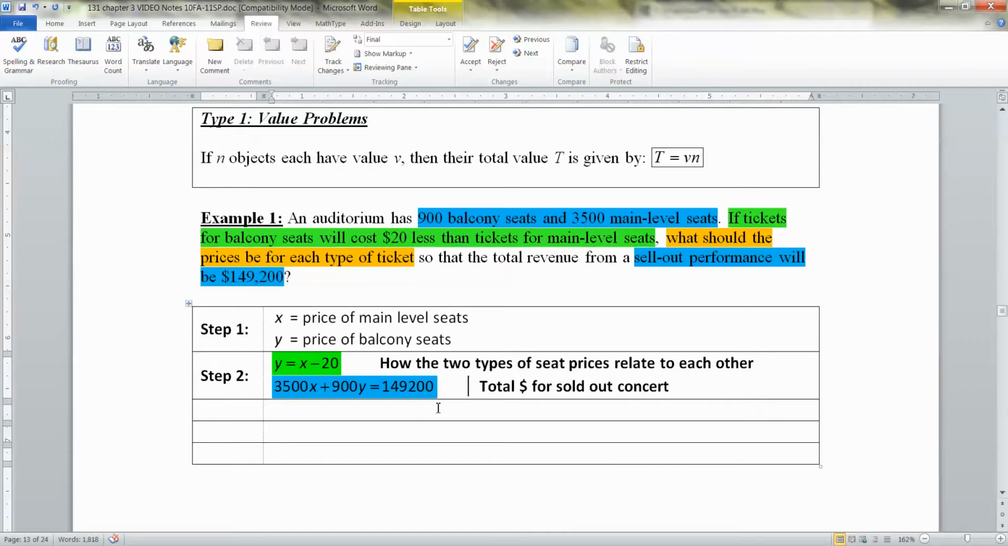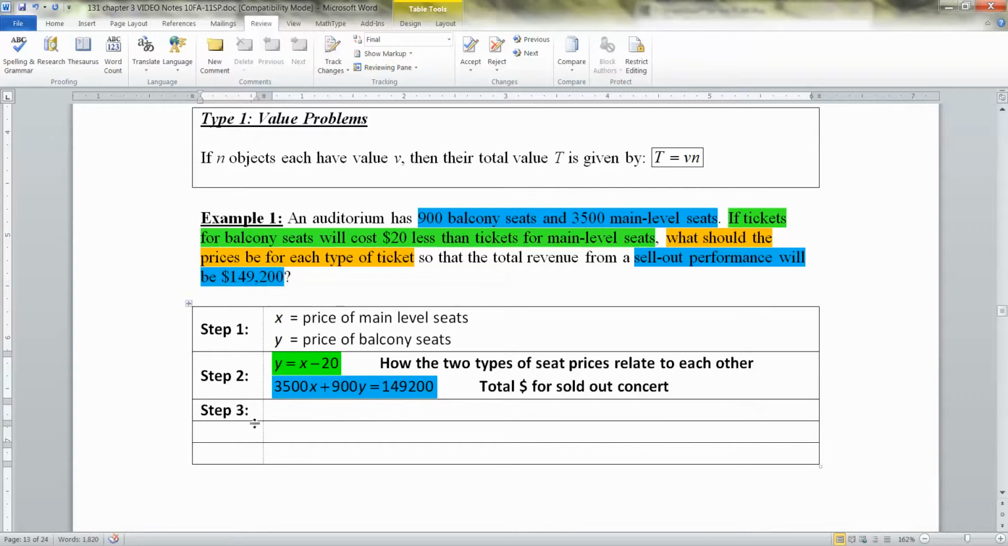And you had to piece them together, and it's not going to be obvious all the time, but you've got to figure out a way to make it so that each of the two variables relates to each other twice. You've got to figure out one connection between main level price and balcony price, and another connection between them. And that was what that 149,200 was making. All right, that's the hard part, step 2.